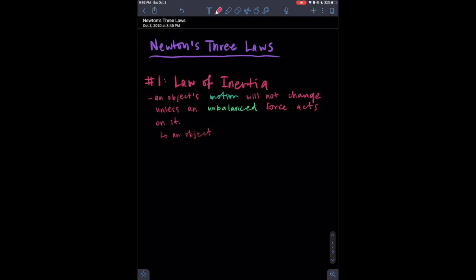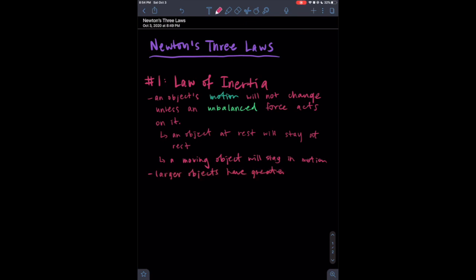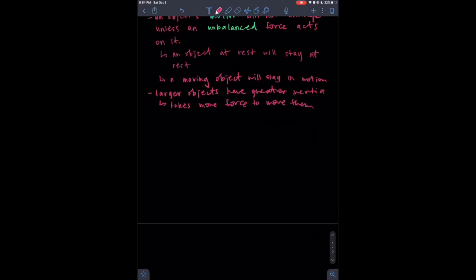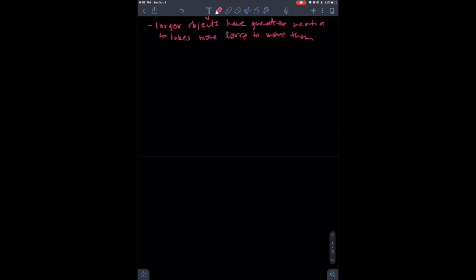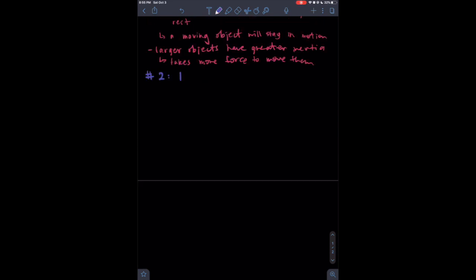This means that an object at rest will stay at rest, and an object in motion will stay in motion. Also, larger objects will have greater inertia, which means it will take more force to move them as opposed to a smaller object. The second law is F equals ma.